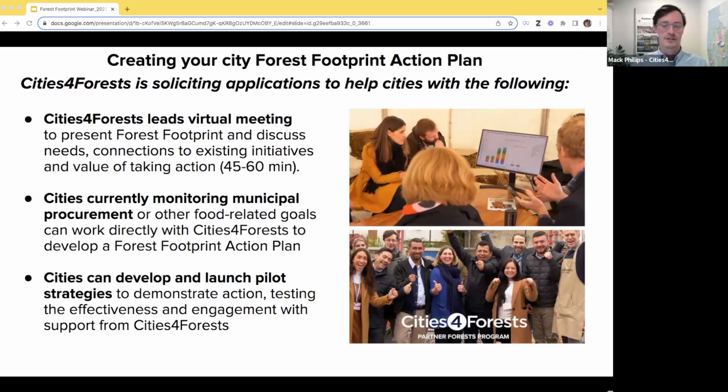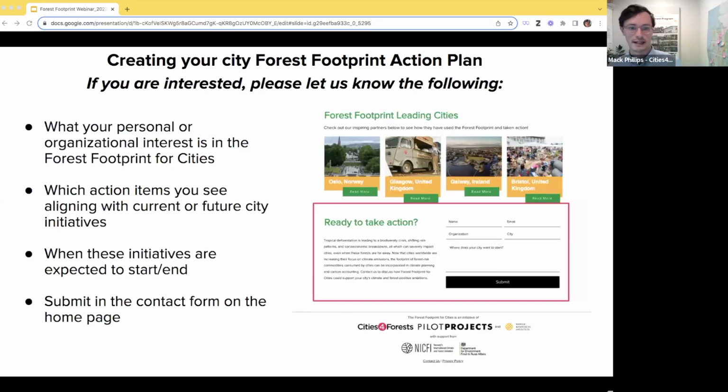Through virtual meetings, we work with cities to develop forest footprint action plans based on their needs, the opportunities that they see, and also the data that we help them develop. Our intent is then to lead this to develop pilot projects to really make this action real and make it scalable too. So if this is something that interests you, please let us know.